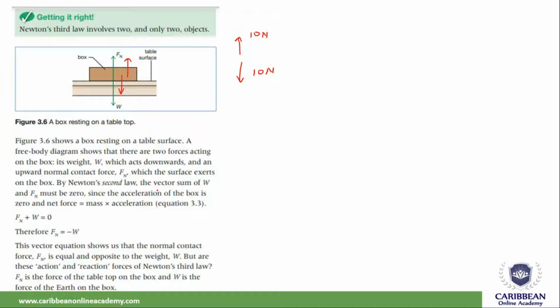Now, it says by Newton's second law, the vector sum of W and Fn. By the way, Fn speaks to what we call the normal reaction force. That is usually the force exerted from a surface. Any object that is sitting on something, the object it is sitting on, in this case the table, will exert a normal reaction force. That force is perpendicular to the surface. Now, because the object here is not accelerating, by Newton's second law, let me just write it right here.